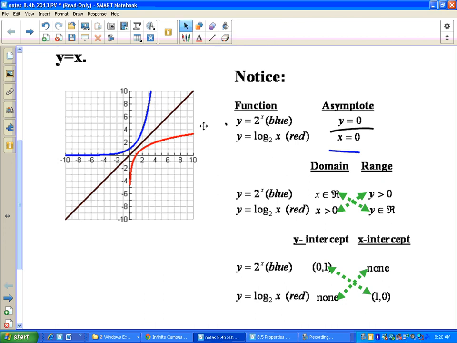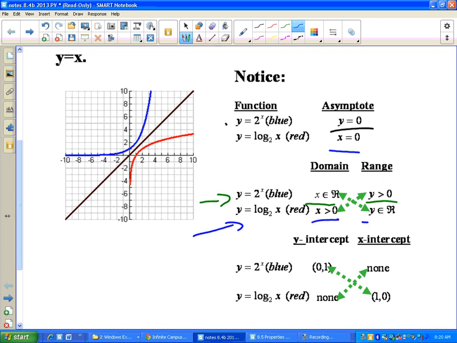The domain and range. For an exponential function, my domain was x is an element of all real numbers. My range was y is greater than 0, greater than that asymptote. But whenever I talk about logarithmic, it's opposite. X is greater than 0. Y is an element of all real numbers. There is a limit to what x's I can plug into this problem.